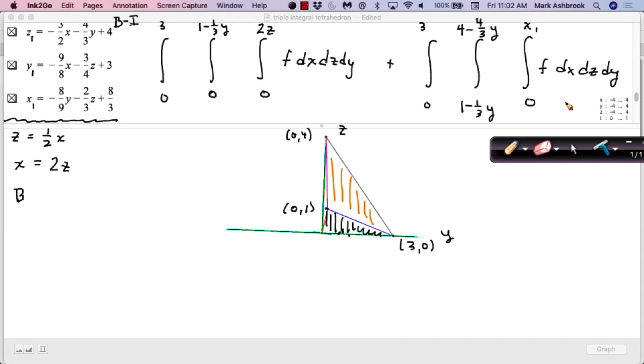Okay, so now what about B2? Would we have to split it up? Okay, so we still have to split up the x-planes. Now we get to the double integral on the outside. What's going to happen? Do you see?